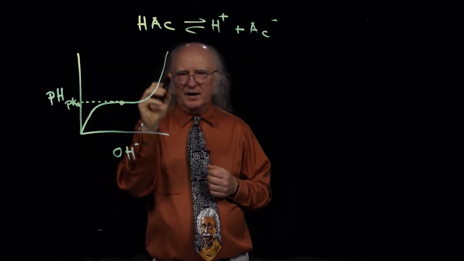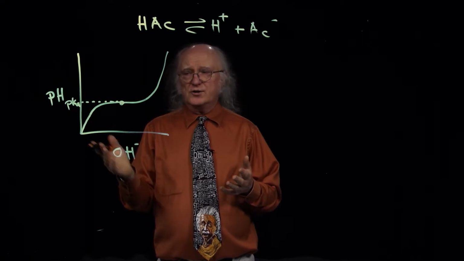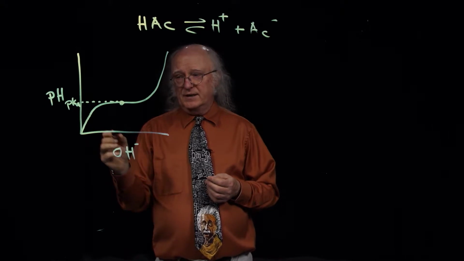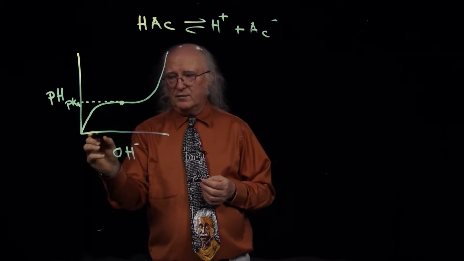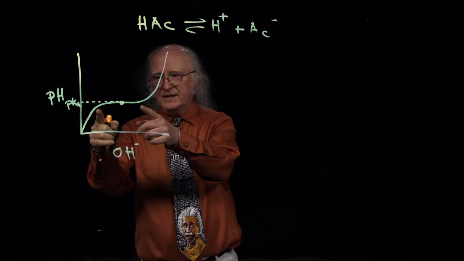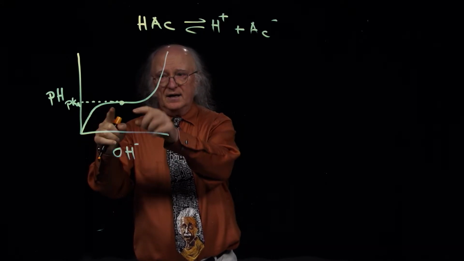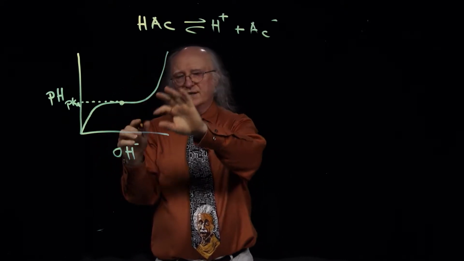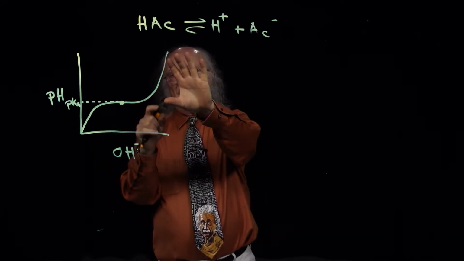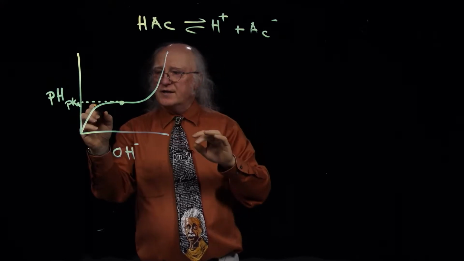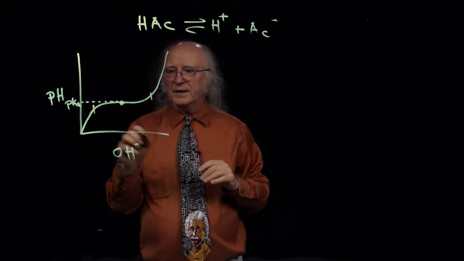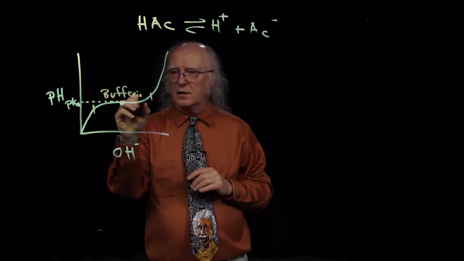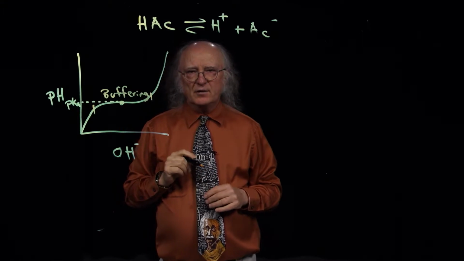You'll notice that this buffer doesn't resist change in pH over the entire range. In this range, we see very rapid increases in pH with just tiny amounts of hydroxide being added, where here we see a large change in hydroxide being added, but very small changes in the pH value. And then again over here, we see small amounts of hydroxide added and a large change in pH. So in this region, from about here to about here, we have the buffering region, with the maximum of it being the center right there.